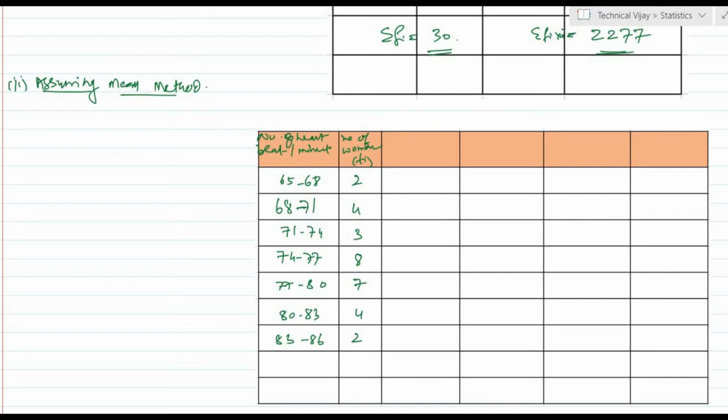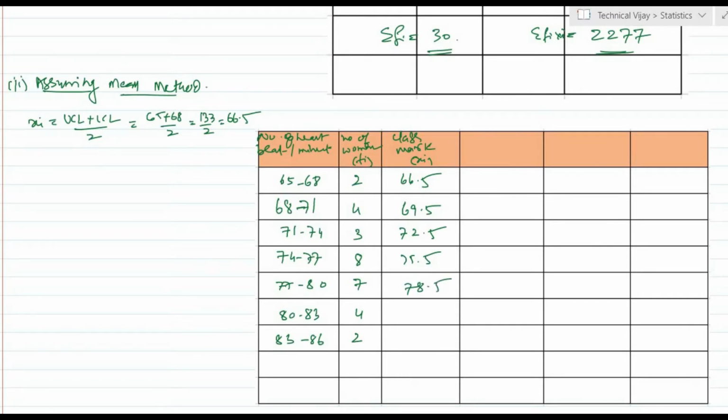Now what do we have to write here? Class mark, as usual, we have to calculate, that is equal to Xi. This Xi can be calculated the same way: upper class limit plus lower class limit divided by 2. That is 65 plus 68 by 2, equal to 133 by 2, which is equal to 66.5. So here 66.5, 69.5, 72.5, 75.5, and here 78.5, 81.5, and 84.5.